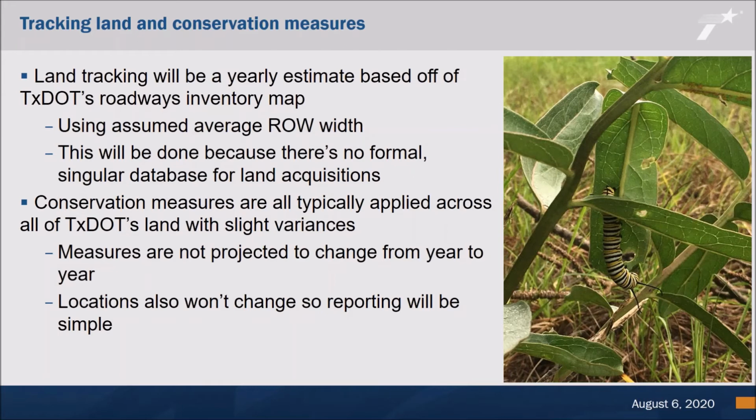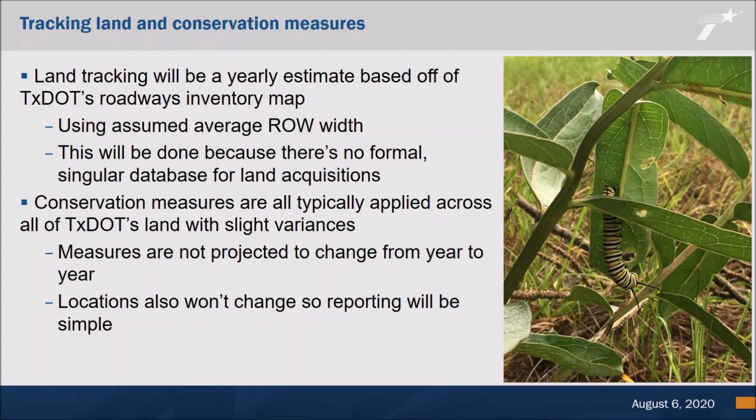So what we'll do is have our roadways map that is published every year, and based off of what those roadways are, we can then determine what our adopted acreage and enrolled acreage will be for that year if it happens to change. And again, we'll use that assumed average right-of-way width and multiply it by the center lane miles of roadways to show how much land we have, and then the map itself shows where that land is located.